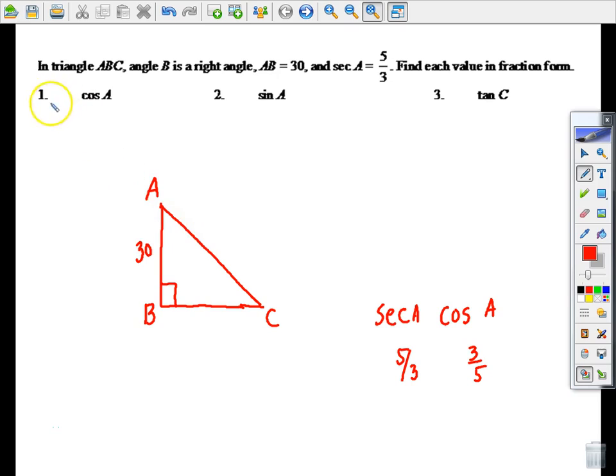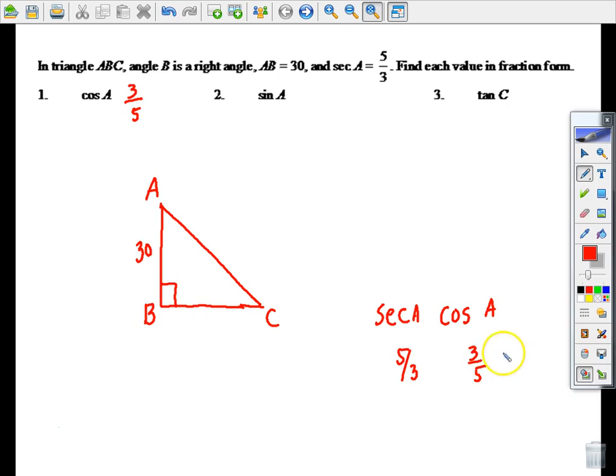So we can go ahead and write down our answer for the first problem. The first question is, what is cosine A? And we just found that. It's 3/5. Okay, to find these other trig ratios, especially when we're looking for sine, we're going to need to know the hypotenuse. And so let's think about this ratio that we're given, secant A.